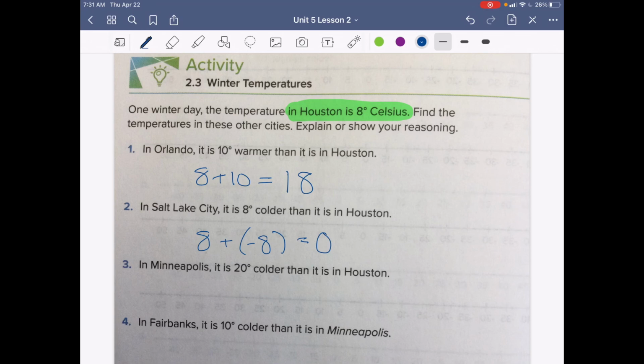In Minneapolis, it is 20 degrees colder than it is in Houston. Ooh, it's really cold in Minneapolis. So we have 8 degrees plus -20. Well, we could also rewrite this as 20 minus 8, which would give us 12. And because the 20 is the larger number and it's negative, we would have an answer of -12 degrees. So it is really cold in Minneapolis.